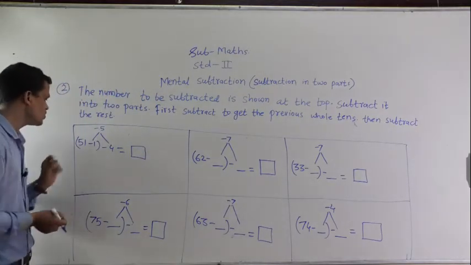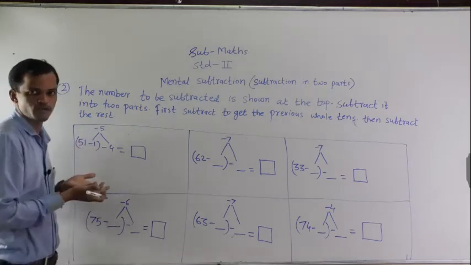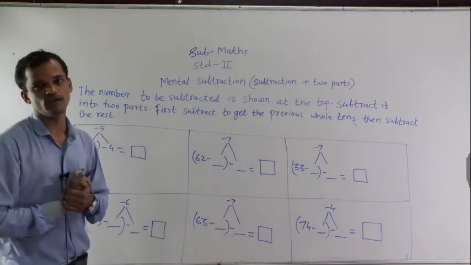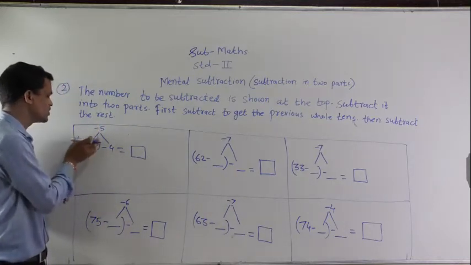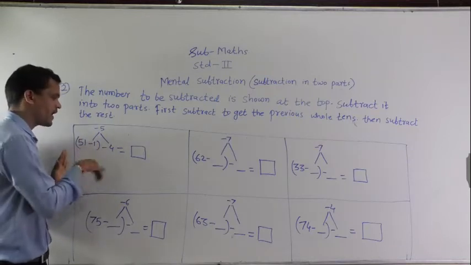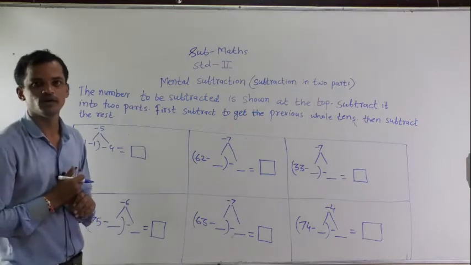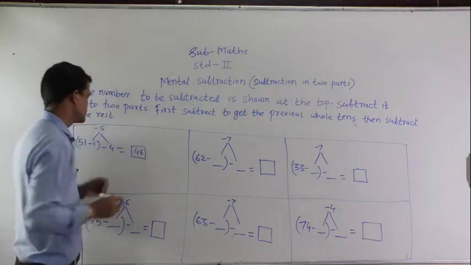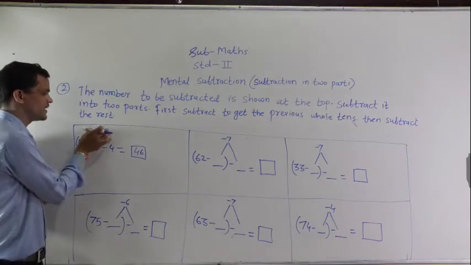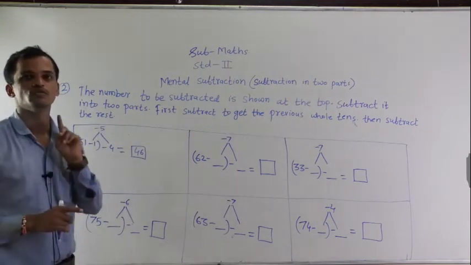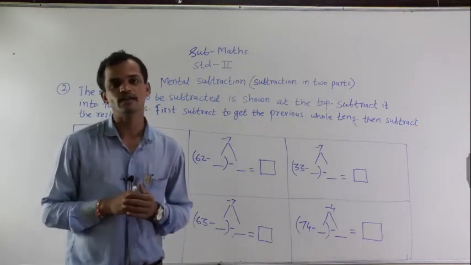See here. If we subtract 1 from 51, we will get 50, and 50 is the previous whole tens of 51. And then subtract the rest of the part. So, here 51 minus 1, 50, and then minus 4. So, 50 minus 4, that is 46. So, divide the number that is given at the top into two parts. When you subtract the first part, you will get the previous whole tens, and then subtract the next part.